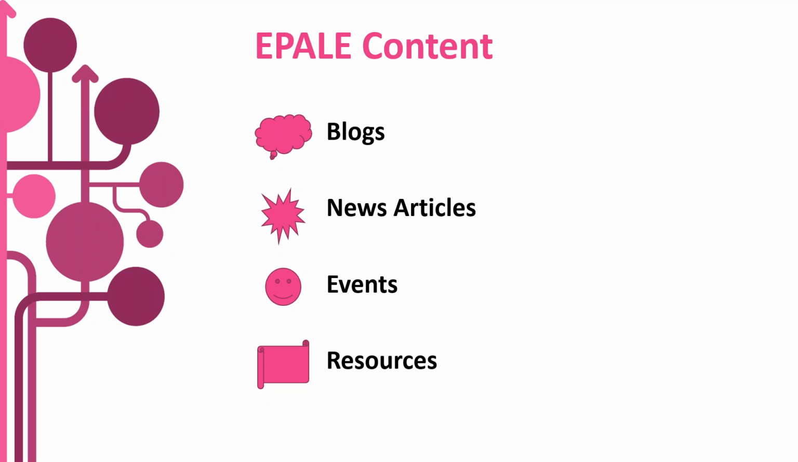The 2 information-based types of content are events and resources. Events on the Apale calendar don't just have to be conferences. They can also include workshops, seminars, webinars, online training sessions, policy meetings, and more. Make sure that the events you submit are located in the UK, or in the case of online events, are relevant to the UK.